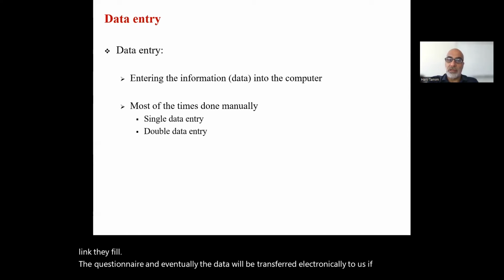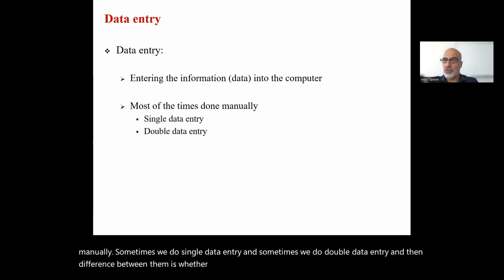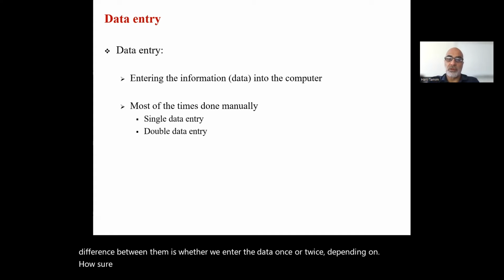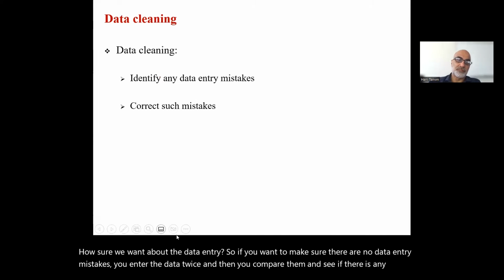If we're doing it manually, sometimes we do single data entry and sometimes we do double data entry. And the difference between them is whether we enter the data once or twice, depending on how sure we want to be about the data entry. So if you want to make sure there are no data entry mistakes, you enter the data twice and then you compare them and see if there is any discrepancy.